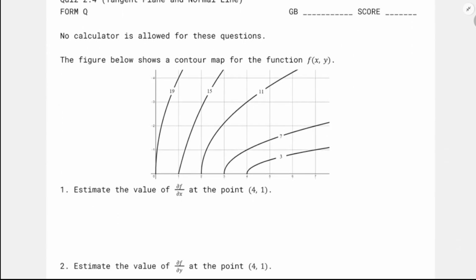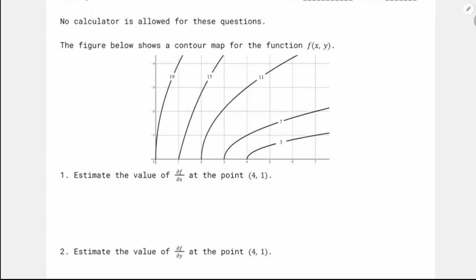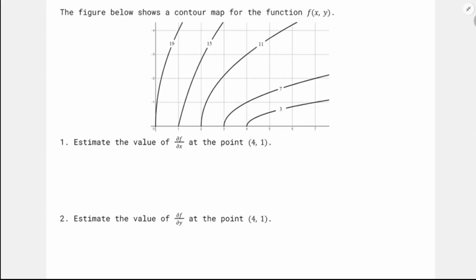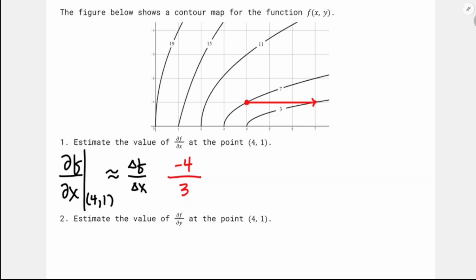Now, in form Q, we're going to do a little bit more of the same. We're going to do some derivative estimating from a contour map. And so if I want to estimate fx at the point 4, 1, I'm going to go over here. Let's see, all right, went right by 3. So x increased by 3, and f decreased by 4. Okay. And really what I was doing here was estimating the partial derivative of f with respect to x at the point 4, 1, using change in f divided by change in x, which was equal to that number.